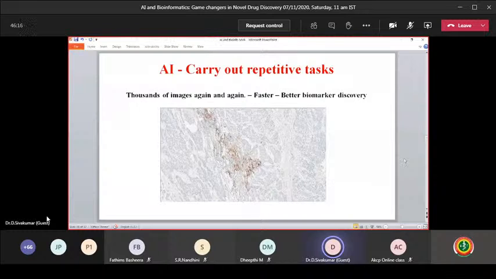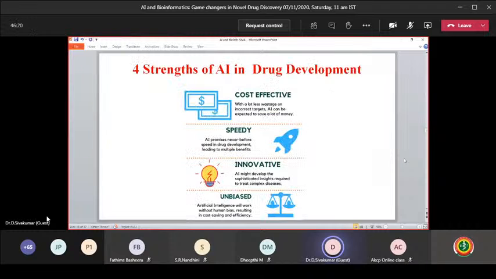Okay, what are the strengths of AI? Why do I have to use AI? As I said, one is the time and another is the cost effectiveness, with a lot less wastage on incorrect targets.